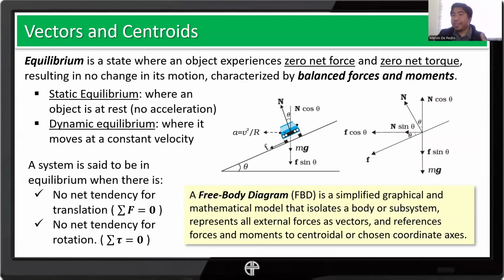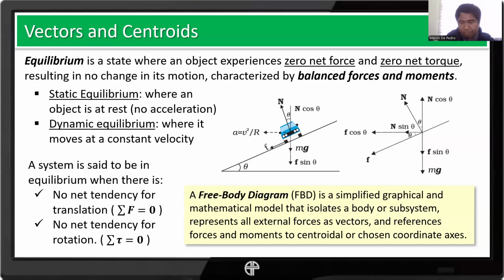in any of the axes, x-axis, y-axis, z-axis, and it does not rotate in any plane. Okay, in the XY plane, YZ plane, or the other one, the XZ plane, right? We have a more specific type of equilibrium.